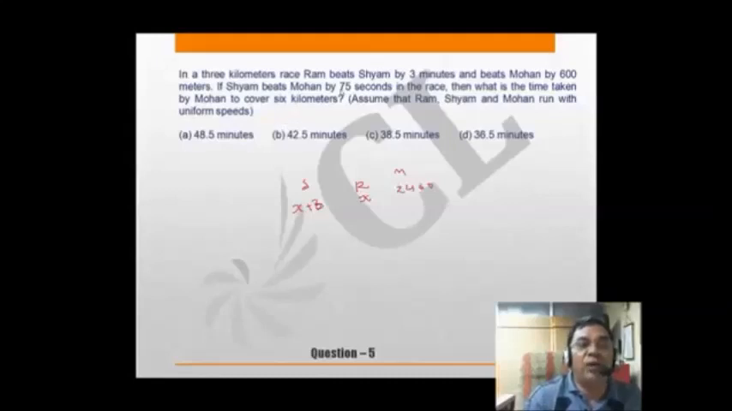If Shyam beats Mohan by 75 seconds in the race, then what is the time taken by Mohan to cover 6 kilometers? No, I'll have to think. If Shyam beats Mohan by 75 seconds. Okay, he finishes in 3 minutes. That means he finishes 3.75. That means 4.25 minutes to cover 600 meters.